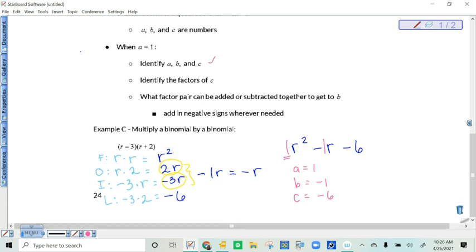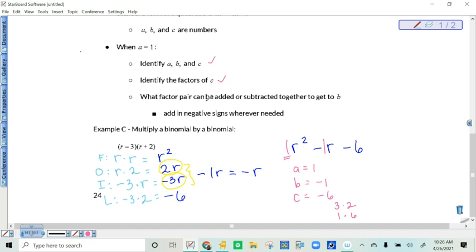Okay, so I identified A, B, and C. Now, what are my factors of C? What two numbers multiplied together give me 6? And you can look at your chart if you don't know. 3 times 2 and 1 times 6. Okay. These are my two factor pairs.